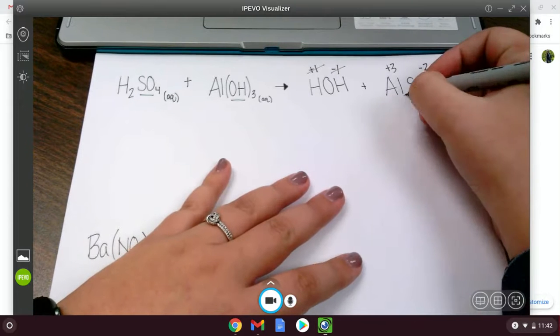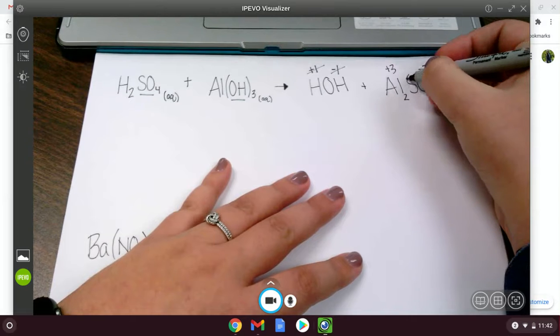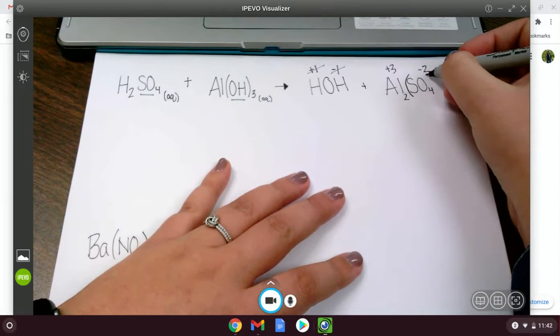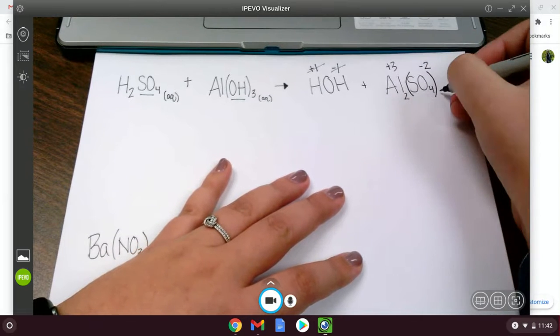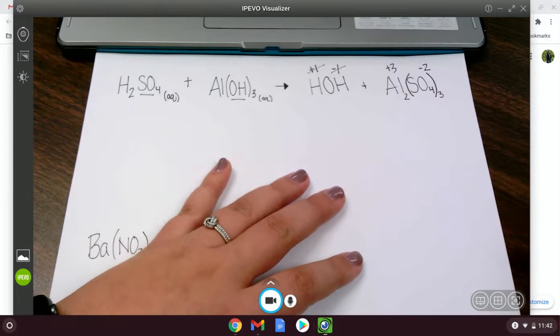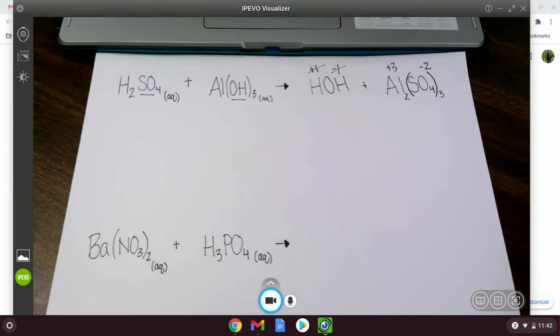So the 2 will come down to my aluminum, and the 3 will go to my sulfate. But I need to put my sulfate in parentheses before I can add the 3. Because if I just put the 3, it will look like I have 43 oxygens, which is just not true.